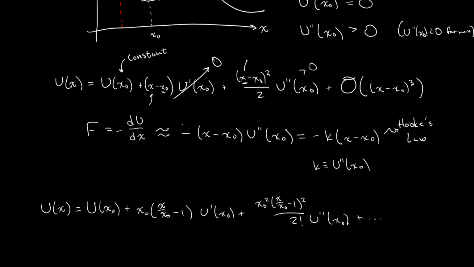I know that x and x naught are always going to have the same dimensions, right? So if x is measured in centimeters, then x naught is measured in centimeters, right? Otherwise, I couldn't subtract the two from each other. It doesn't make sense to subtract something measured in seconds from something measured in pascals. That doesn't make sense. Whenever I subtract two things, they have to have the same dimensions.